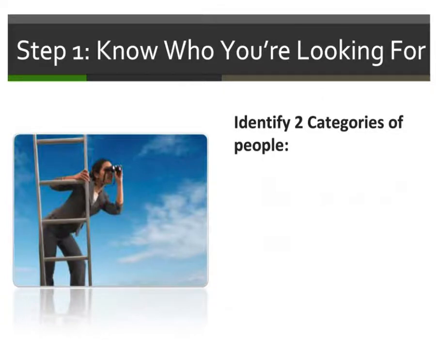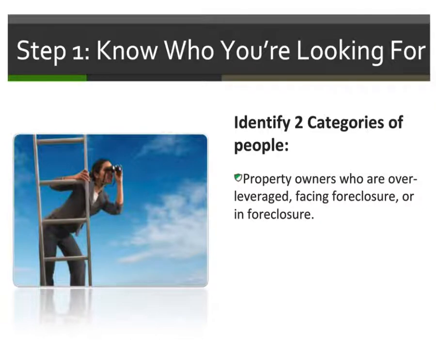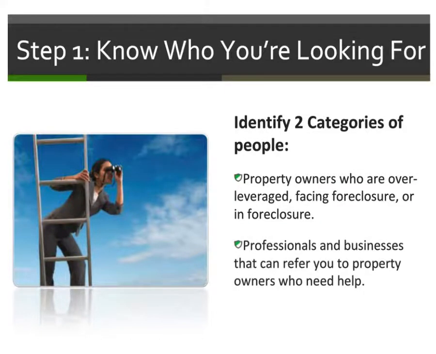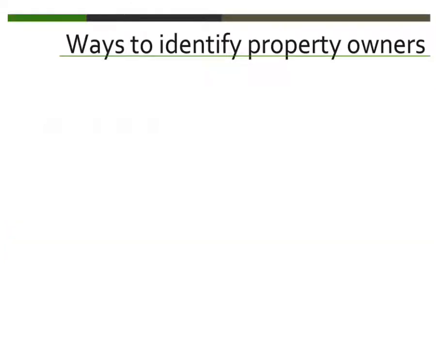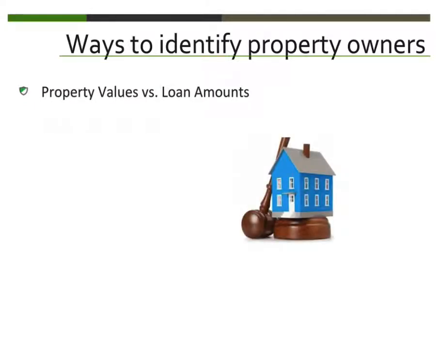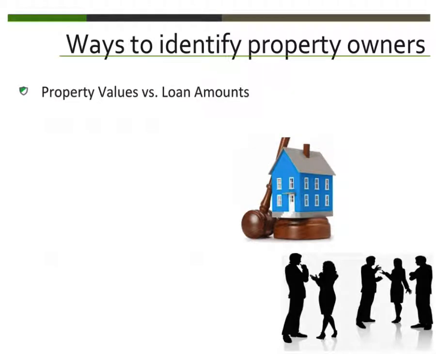Identify 2 categories of people. The first, property owners who are over-leveraged, facing foreclosure or in foreclosure. And 2, professionals and businesses that can refer you to property owners who need help. Ways to identify property owners. The first, property values versus loan amounts. It's relatively easy to determine areas in which property values have decreased significantly. A large percentage of these homes will likely be underwater or over-leveraged. Marketing in these areas will likely bear fruit.